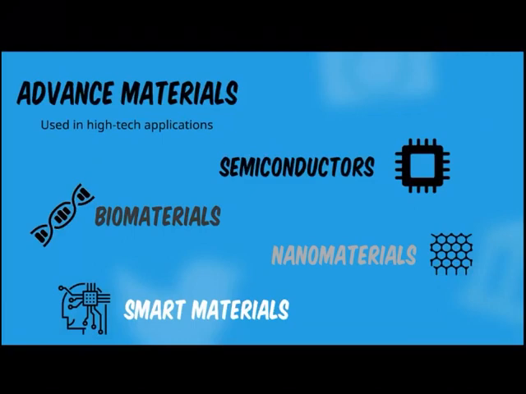And then we also have advanced materials. Basically, this is used for high technology applications like semiconductors, biomaterials, nanomaterials, and smart materials, which we will discover later in our courses. Okay, so semiconductors, it is a new type of, let's say we have conductors, we have isolators, we have superconductors, and semiconductor is in between isolators and conductors.